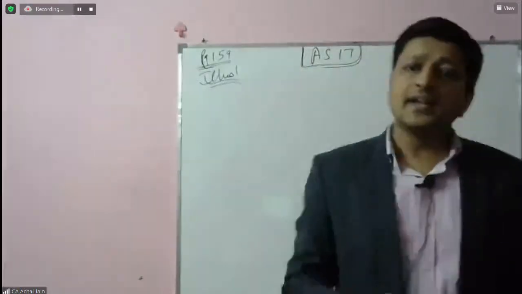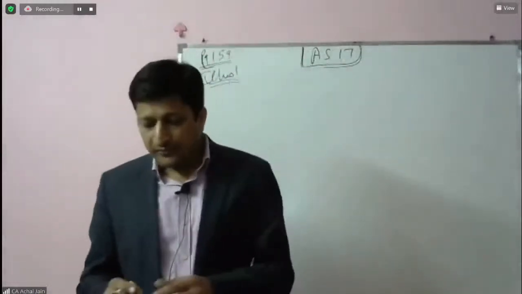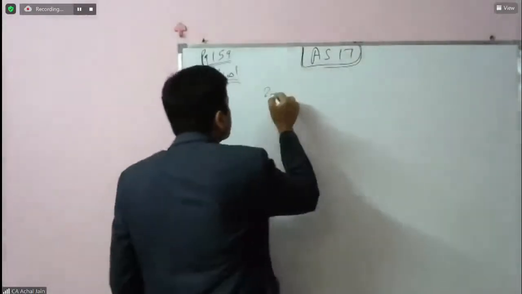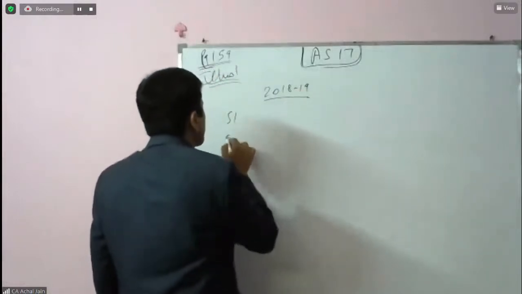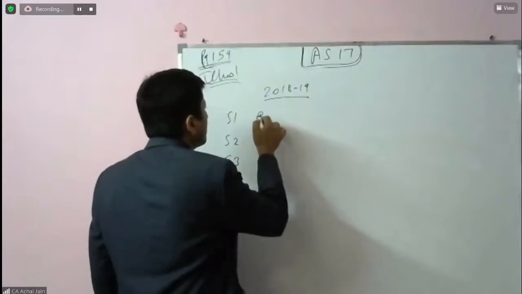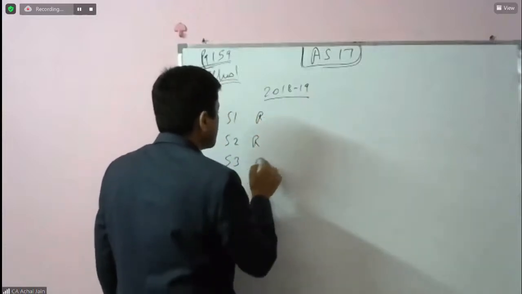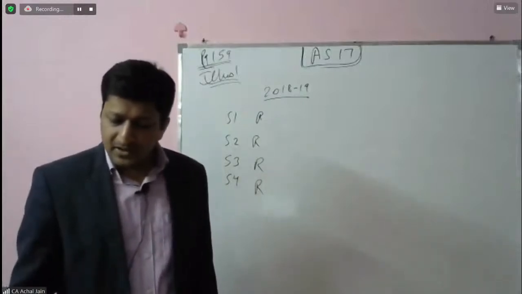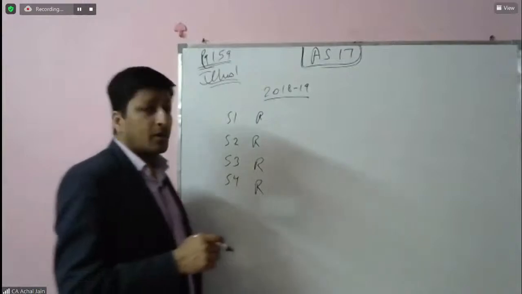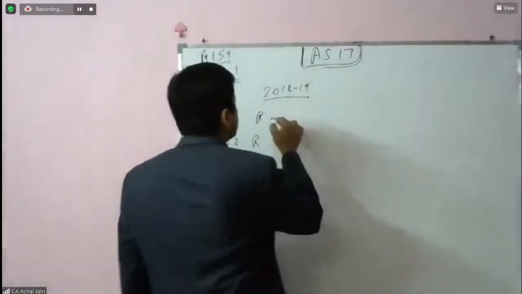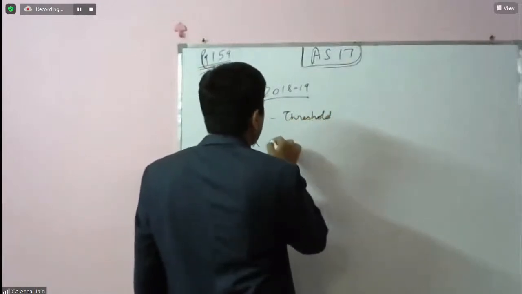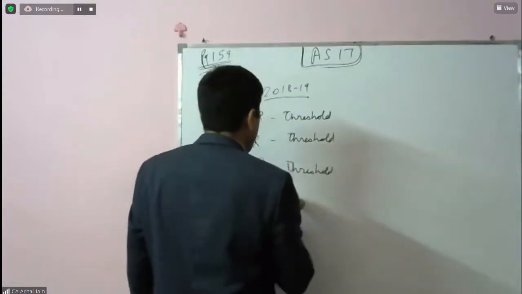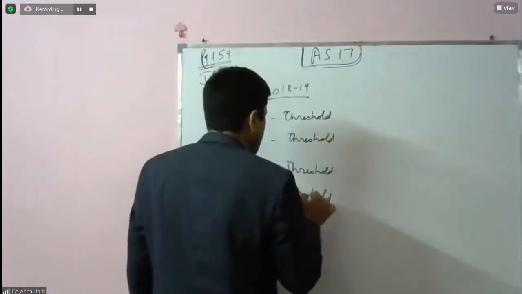Jameel has a query, sir. Any criteria up to which period, how many years it should be reported further? Only up to the next year. So let's understand this. Say in 2018-19, S1, S2, S3, S4 were reported. This was also reportable, this was also reportable. And why were these reportable? These were reportable on the basis of thresholds.